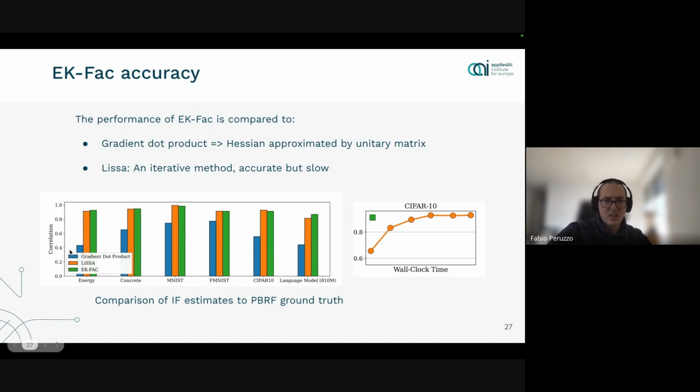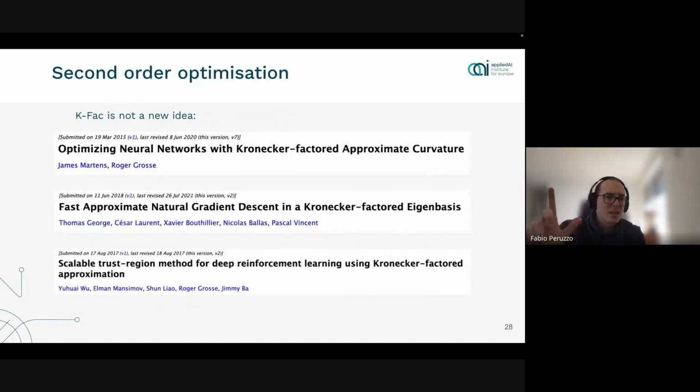Also in this histogram, you see EKFAC compared to gradient dot product, which is basically a baseline where instead of computing the Hessian, we just say, okay, the Hessian is the identity matrix. Let's see the influences that we get. And of course, they are quite bad, apart from extremely simple data sets. Okay, so this is a little bit of a digression.